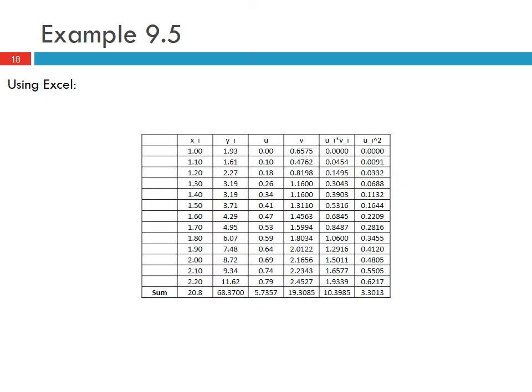Again, we can set this up using Excel. So this is the original x and y, and the converted u and v, and then our ui, vi, and ui squared. The sums that we're interested in are at the bottom row here, and those were all plugged into the quantities on the previous slide.